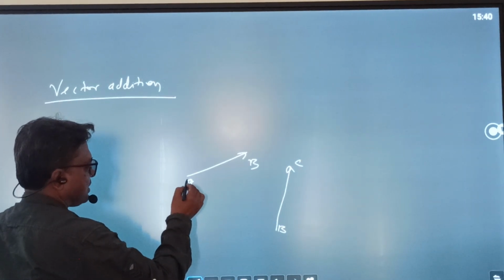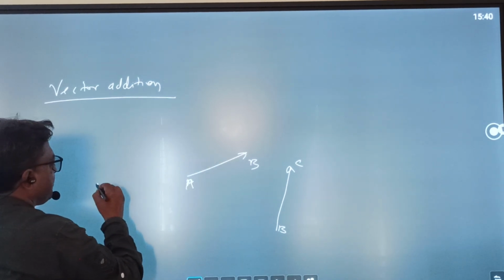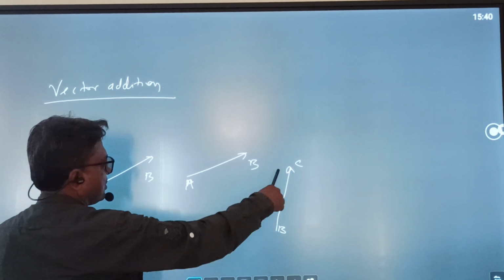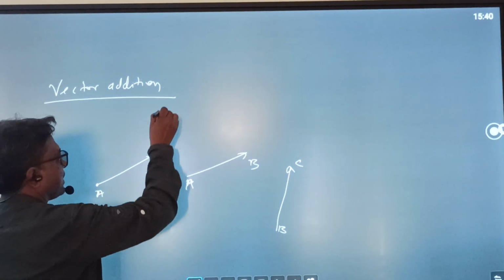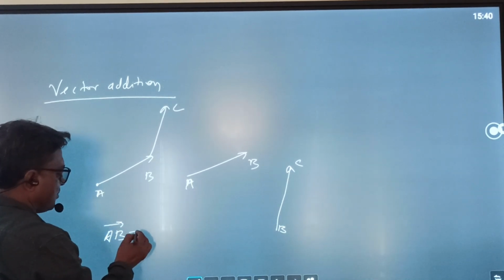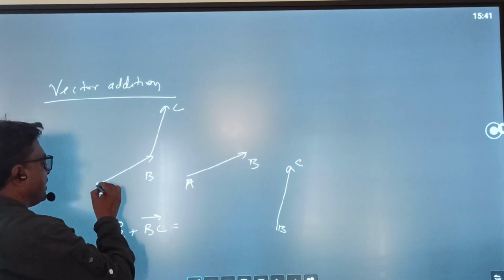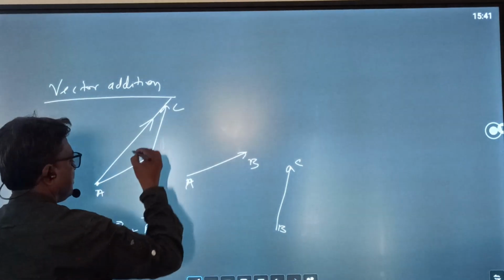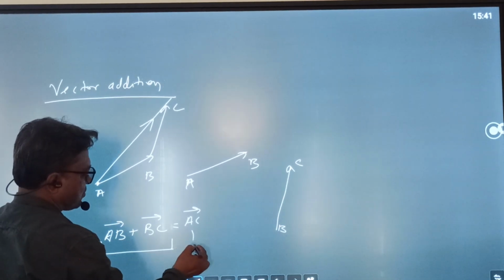While adding, we will consider the vectors as free vectors. So take any point as origin, draw a vector parallel to AB and fix the tail. This is vector AB. Now this is vector BC, so translate this vector BC parallel to itself. If I am asked to find the summation of these two vectors, AB plus BC, I have to do nothing. I have to join the tail of the initial vector to the head of the final vector. So this is the vector AC. If I add these two vectors, I will get this one.